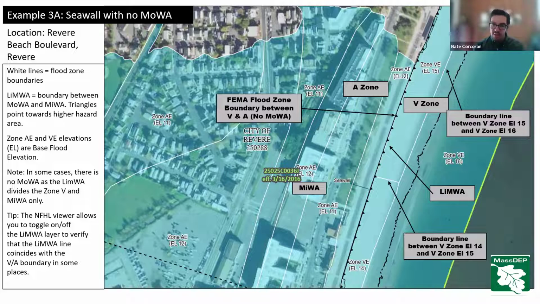So you can see that boundary between the V zone and the A zone. You can also see that there are different elevations within that V zone. The most seaward is elevation 16. To the northern side, there's V zone elevation 15, and then south of that, there's V zone elevation 14. These elevations are important to pay attention to because they represent the base flood elevation. Next slide.